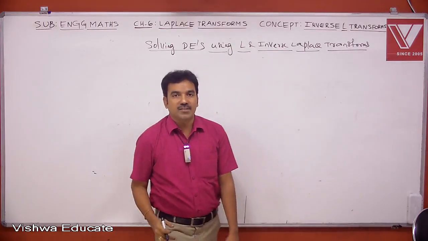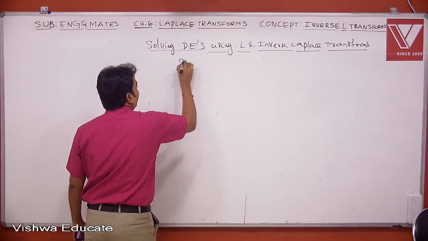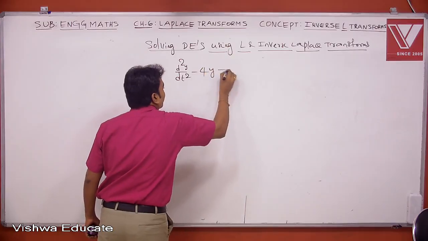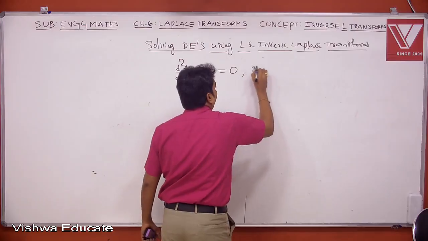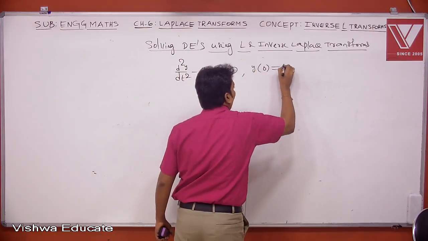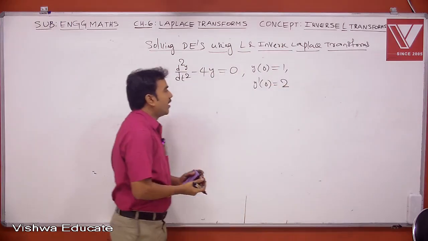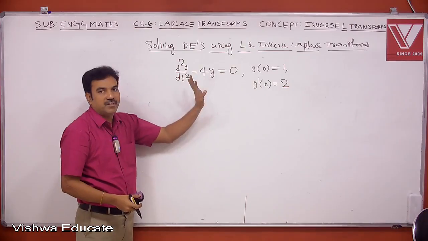Let us start with an example. Suppose I have an equation like this. For example, d square y by dt square minus 4y equal to 0. Suppose the boundary conditions are like this: y of 0 equal to 1, and for example, y dash of 0 equal to 2. It is a second order homogeneous linear equation with constant coefficients.